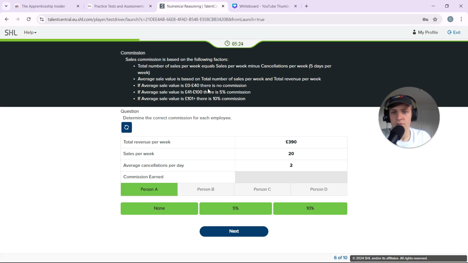Okay, total revenue per week. I'm just noticing I've got 5 minutes and 4 questions left to go because I'm talking about these. Like I'd probably do these quicker in the real thing, but yeah, we'll just see how many I can get done.